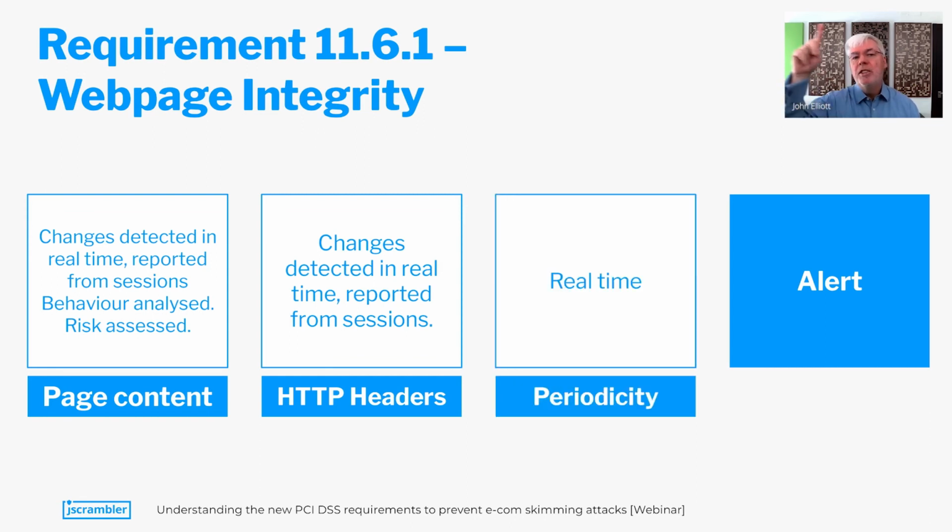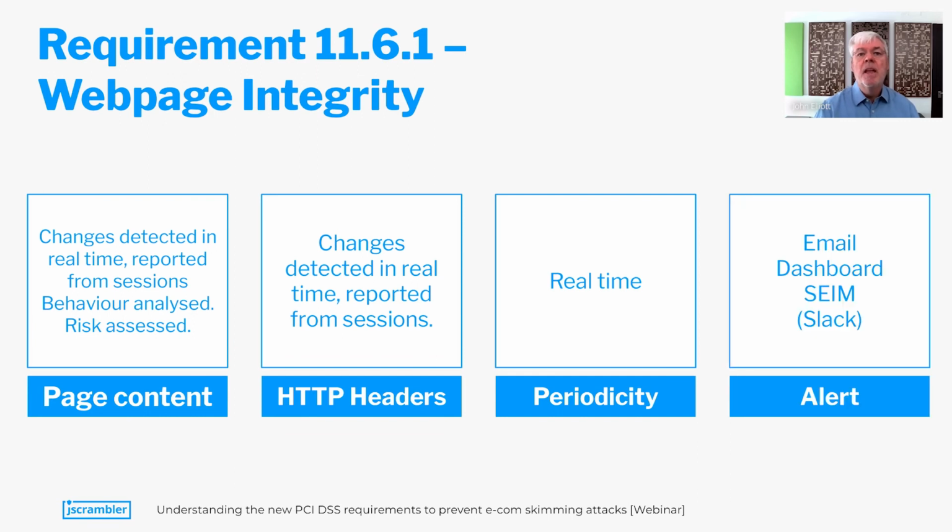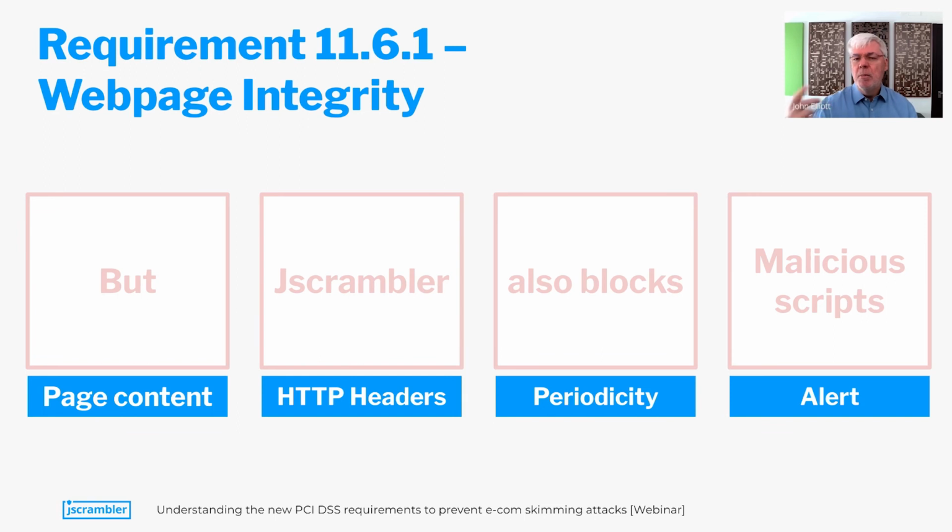Now the periodicity requirement. Because the Jscrambler web page integrity agent is loaded in every single browser, every single time that your payment page is loaded, it detects changes in real time, not every 7 days. And then finally, of course, alerts can be sent by email. They appear in the Jscrambler dashboard and they can be posted to your SIEM. But what I really wanted to remind you is that Jscrambler goes above and beyond the PCI DSS requirements, because any script that accesses the payment form fields or hooks into that submit button will automatically be blocked.